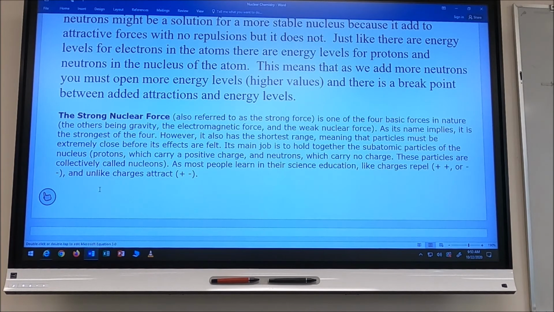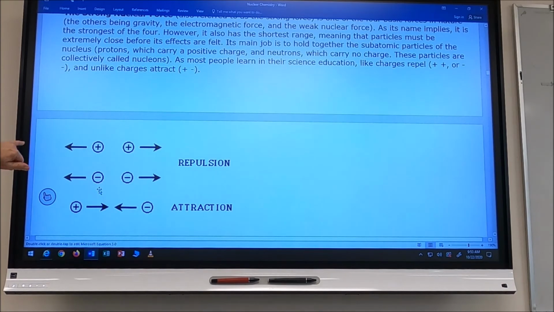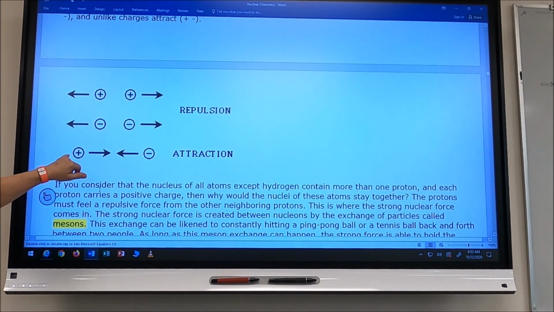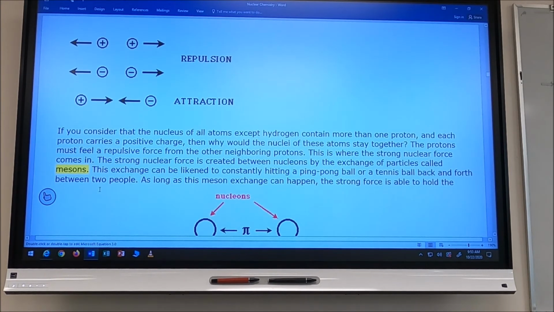As most people learn in science, like charges repel and unlike charges attract. Okay, so the neutrons are in there to help with that repulsion. So positive, positive repulse, negative, negative repulse, positive, negative attract. If you consider that the nucleus of the atom, except for hydrogen, contains more than one proton, then the protons carry positive charge, they repel each other. The reason that they stick together is because of the strong force, attractions between neutrons and protons and protons.